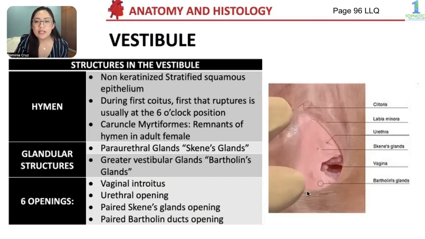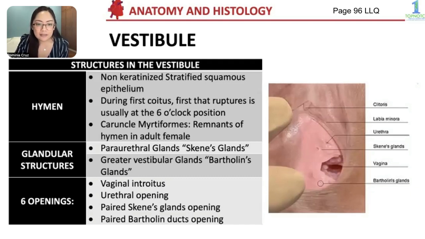So your vestibule has 6 openings. The vaginal introitus, the opening to the urethra, and the opening to your paired Skene's and Bartholin's glands. The hymen may also be visible in the vestibule, especially in those without any sexual contact. And it is composed of non-keratinized squamous epithelium. And in an adult female, we call the remnants of your hymen as your caruncle myrtiformis.